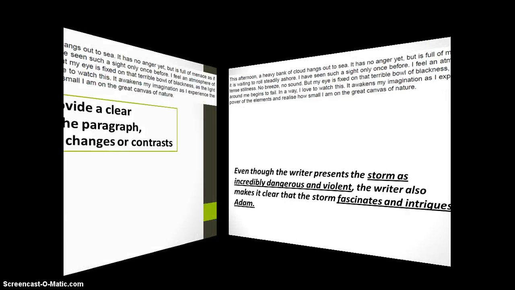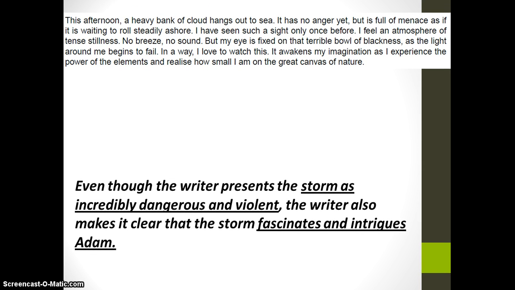And here's how I think I might write my opening sentence to this particular question here. Even though the writer presents the storm as incredibly dangerous and violent, the writer also makes it clear that the storm fascinates and intrigues Adam. Now, I'm giving a clear overview there. I'm showing I know the contrast. The 2 underlined sections show that those are the 2 main effects being created.